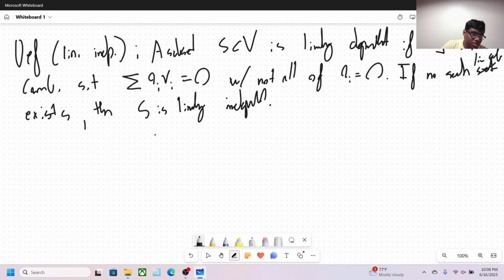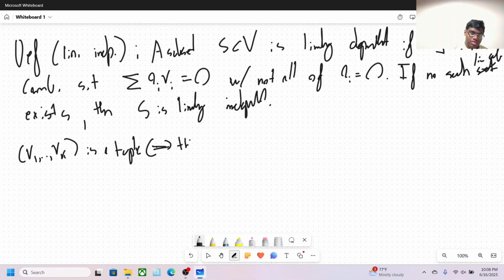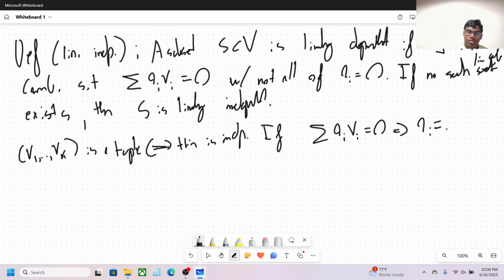And we will also want to maybe work with tuples of vectors instead of just sets of vectors. So let's say v1 through vk is a tuple. The tuple is independent if the sum of a_i v_i equals 0 implies a_i equals 0 for every i. So the only combination equaling 0 is the trivial combination. And these tuples cannot have repeated vectors.